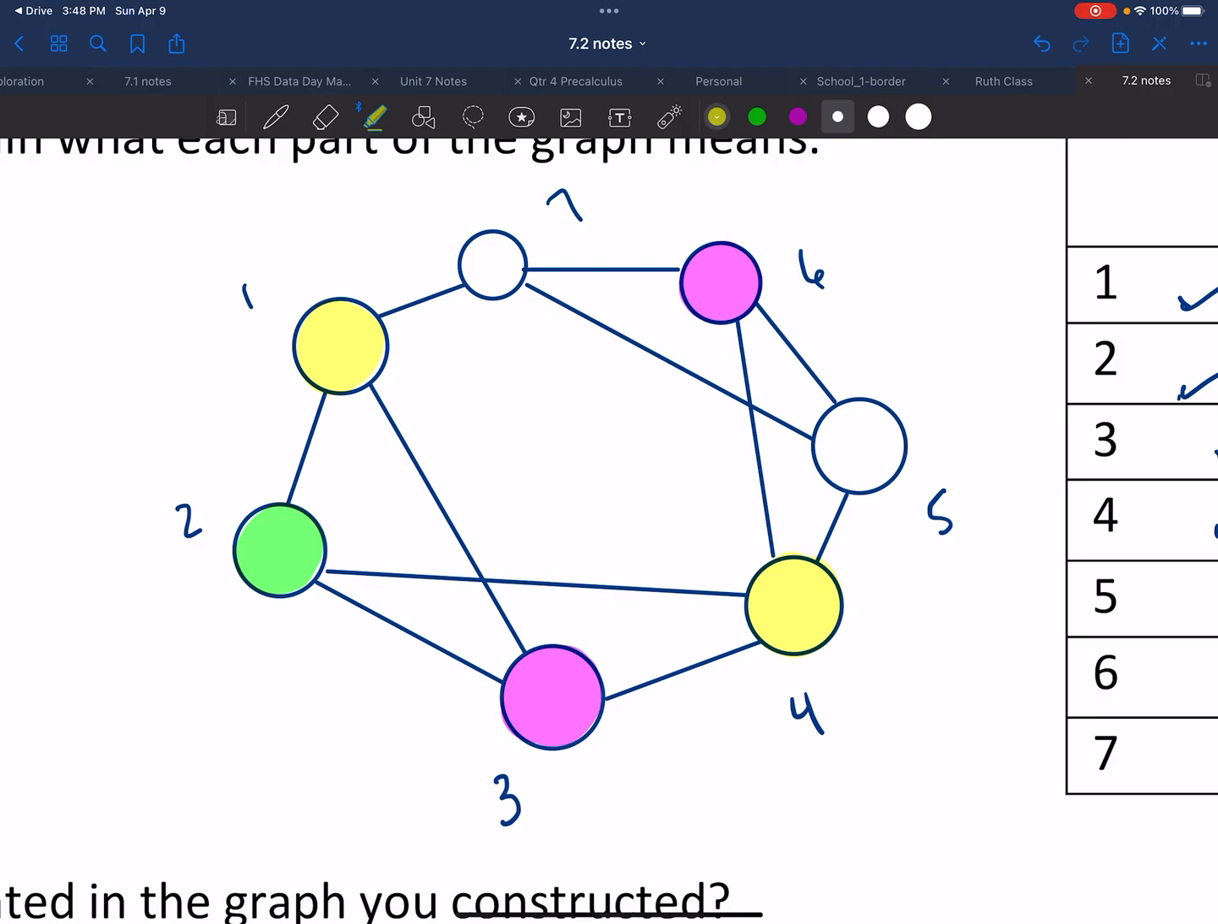Then I'm going to move on to the next one here. I'm connected to a yellow and I'm connected to a magenta, but I am not connected to a green. So I'm going to put a green in there. And then my last one, this is where I'm going to run into, I think, a challenge. I'm connected to green, I'm connected with magenta, and I'm connected with yellow. So I am going to have to go with a fourth color.